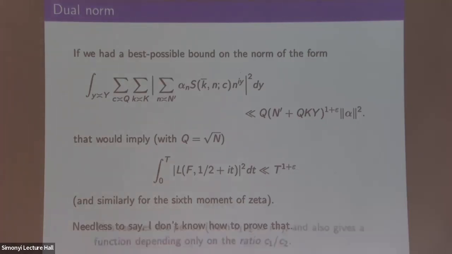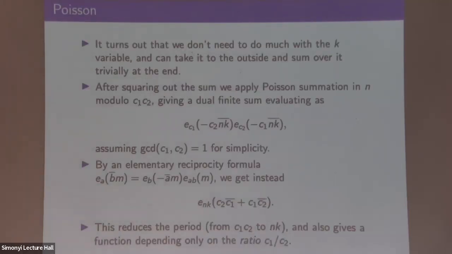Okay, so this K variable. We sort of did things the wrong way. For a long time, we were working very hard to work with the K variable. And then after we did the whole thing, we realized, oh, actually we don't need hardly anything about K. We could just sum over it trivially at the very end. And that simplifies a lot of the arguments.